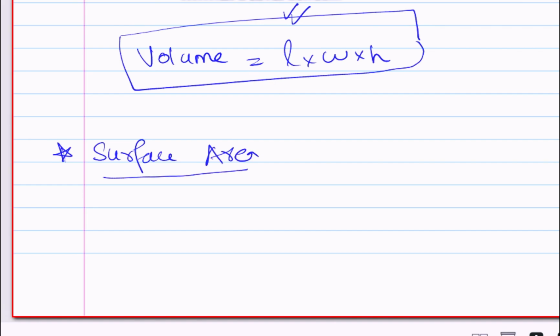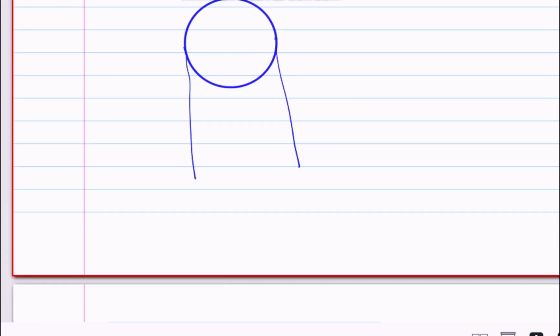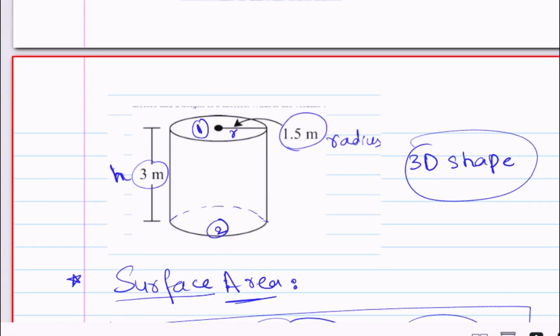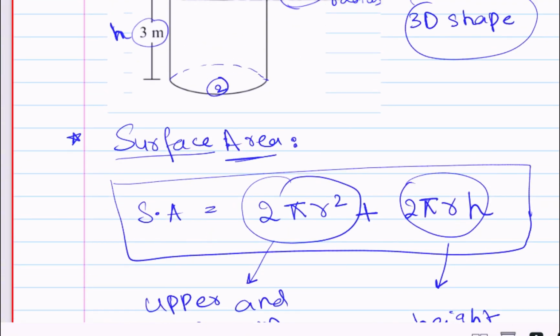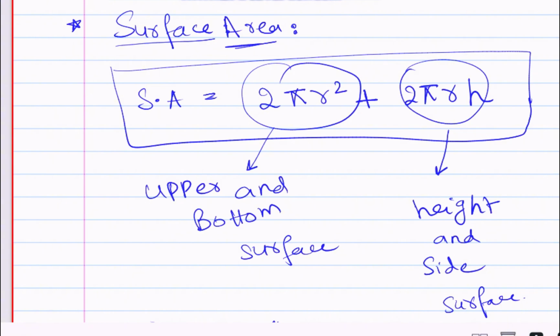Before thinking about this, we have to think about how many faces the cube has. This is a very important thing. Basically, let me go again to the cylinder. In the cylinder, what we did about the surface area was the upper and bottom faces, and the other face was the side face. So there are three faces in the cylinder.